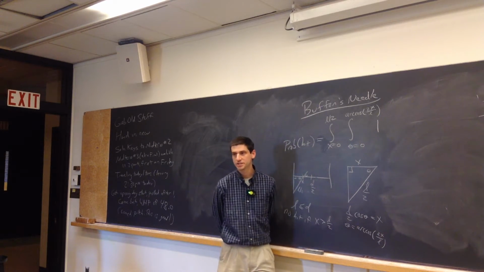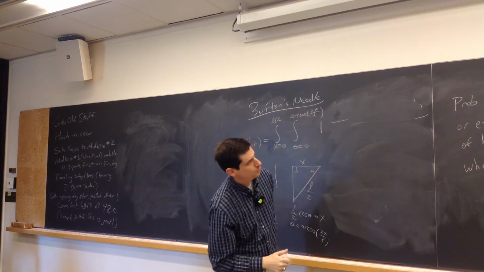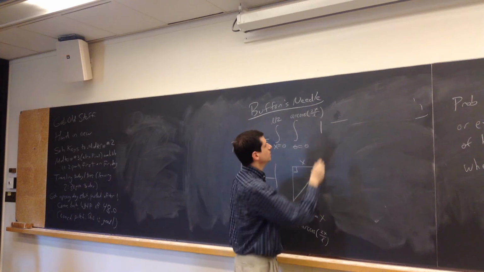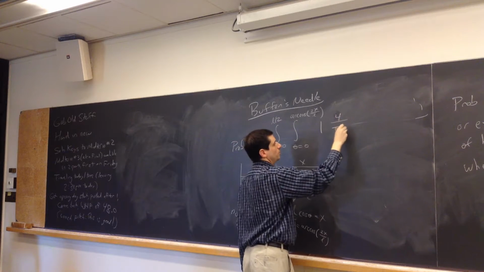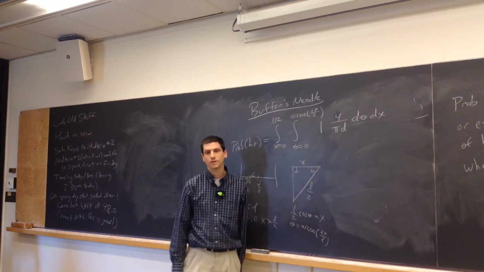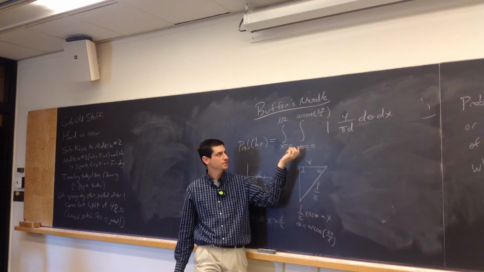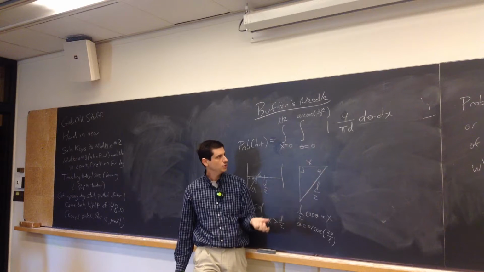And now we put in the density. The density is 1 over, I'm sorry, not 1. Is it 4 over pi d? It's 4 over pi d, d theta dx. And again, I really like putting names on my integrations to make things a little bit easy to remember. All right, any questions so far?